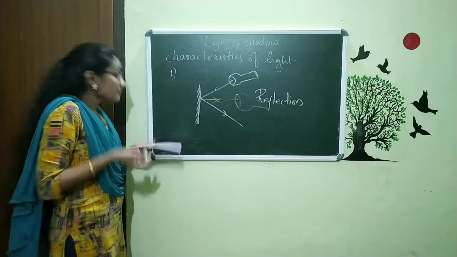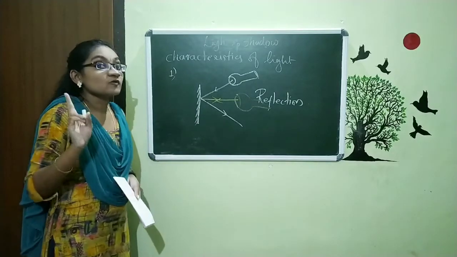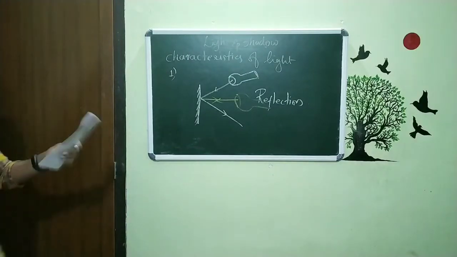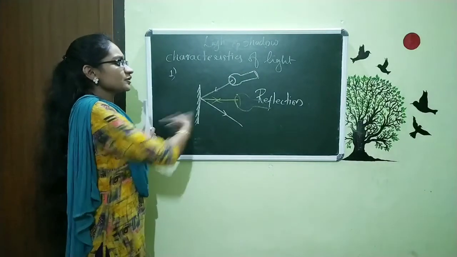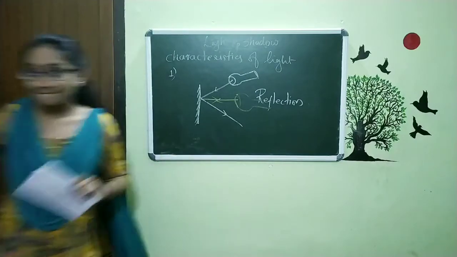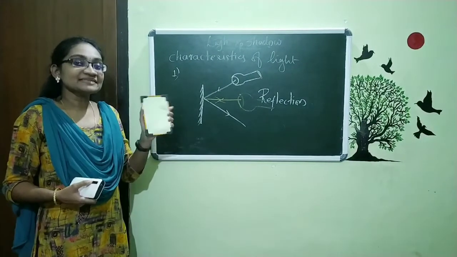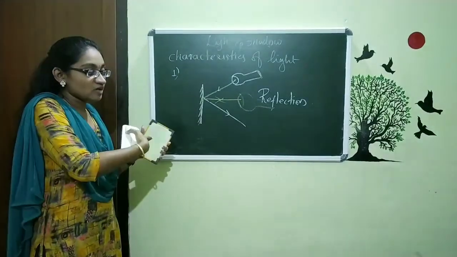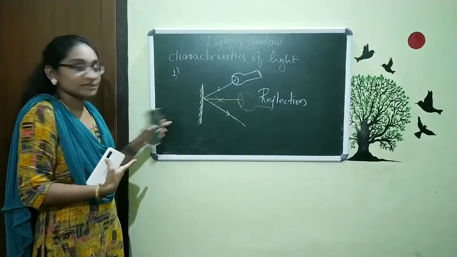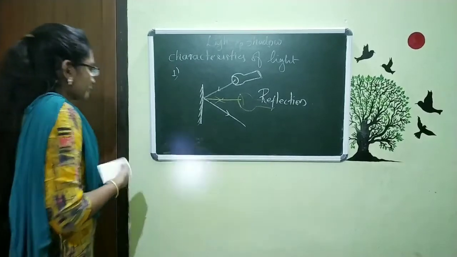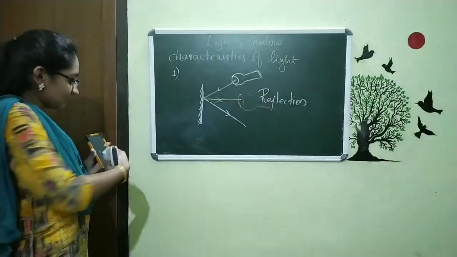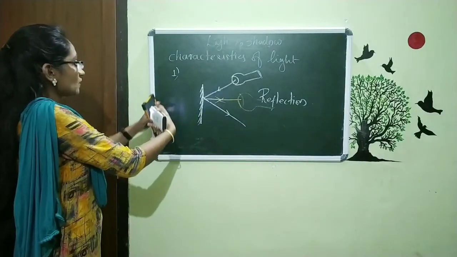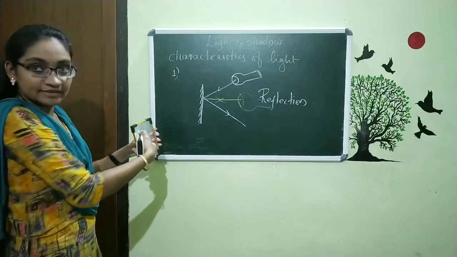So, we can say the second characteristic of light is reflection. When you take a mirror and give light, you can see the reflection on the wall. This is one mirror and this is one torch. I am just going to put this light on this mirror and focus the light on it. So, here I switch on the light, and when I give the light on this mirror, you can see the reflection on the board. I don't know whether it is clear or not.